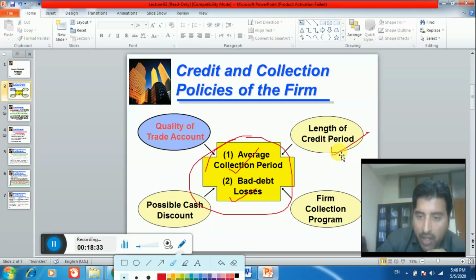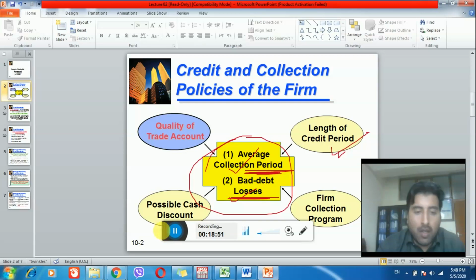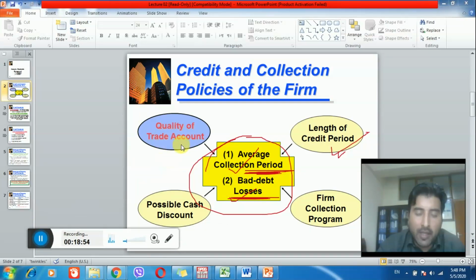How the length of credit period changes our average collection period, and how the length of the period may lead toward bad debt losses. Okay, dear students, now we are talking about the quality of trade account and how it affects our account receivable. Let me repeat: the account receivable can be affected in terms of two things. Maybe the average collection period is changed. Also, there is a possibility of bad debt losses. So come here, let me show you.